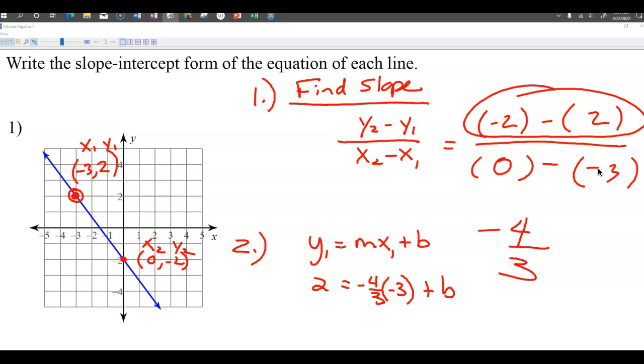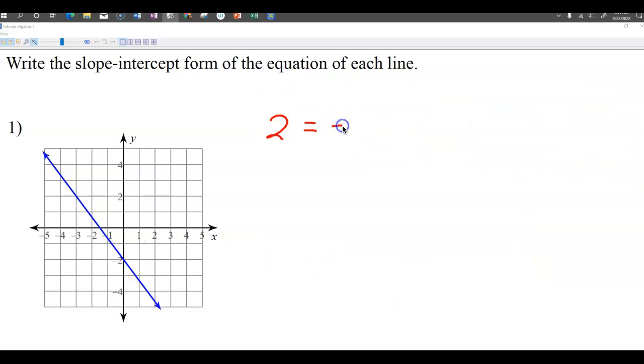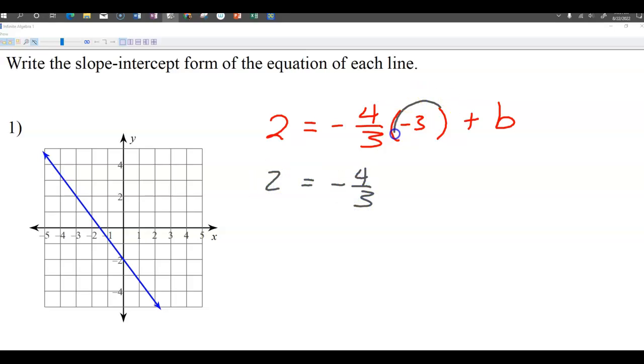All right, so now let's talk about this, because this is not fun. We have 2 equals negative 4 over 3. Okay. So I'll show you guys how to handle the fraction situation here. So the first thing I would do is I would change this into a fraction. How can I write negative 3 as a fraction? Just put it over 1. Right?